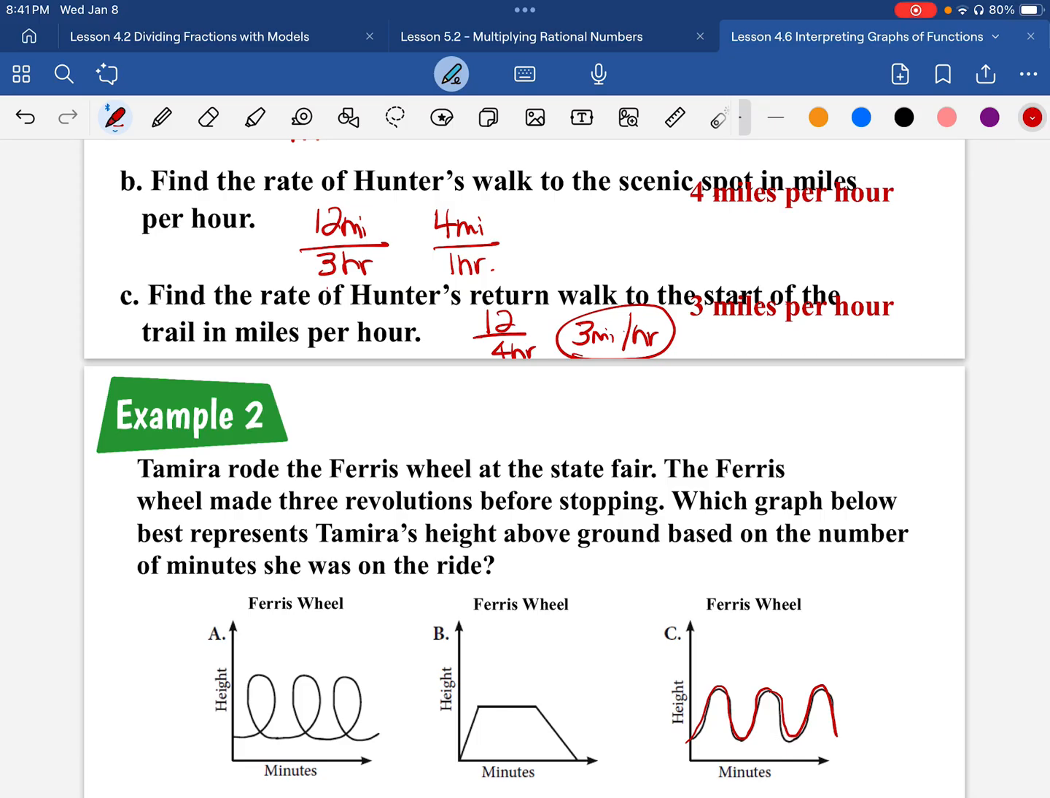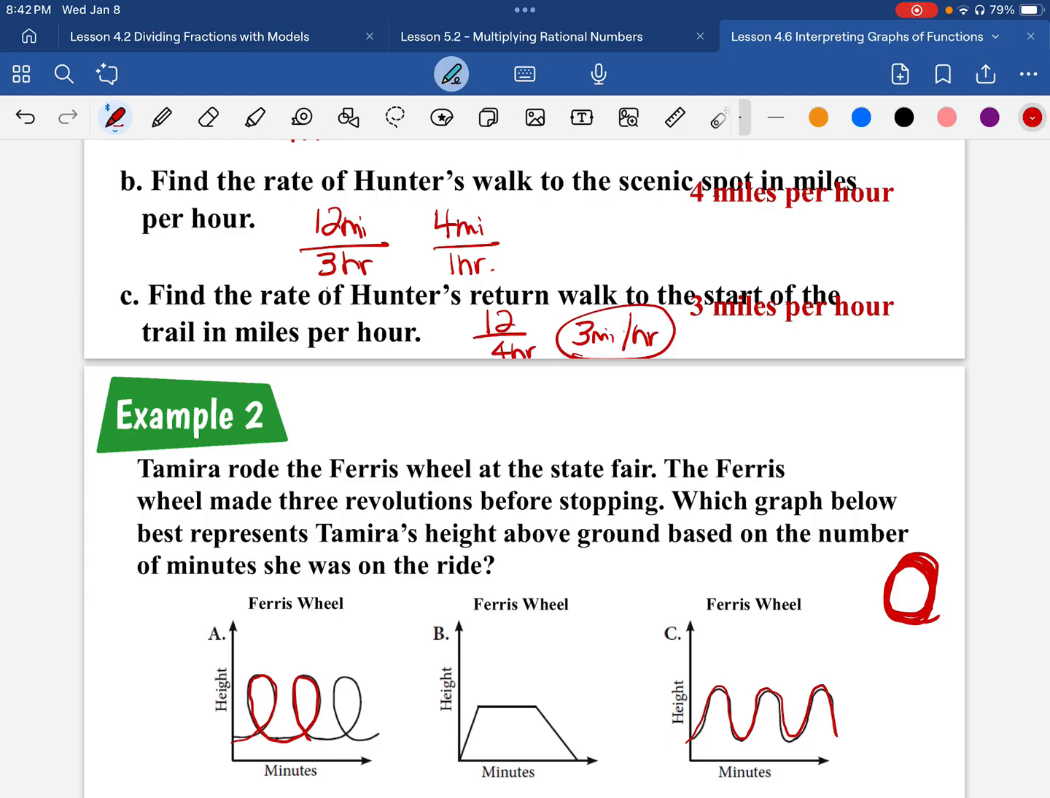So in my talking through those options, in this first one, she's going up on the Ferris wheel and then she kind of goes backwards on the Ferris wheel and then she goes down. But a Ferris wheel doesn't go backwards. It just goes in a circle. So she's going up, up, up, down, down, down, up, up, up, down, down, down. So the Ferris wheel doesn't loop backwards.